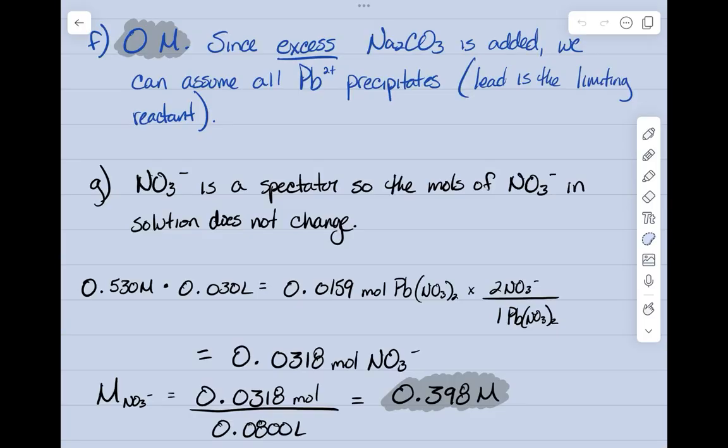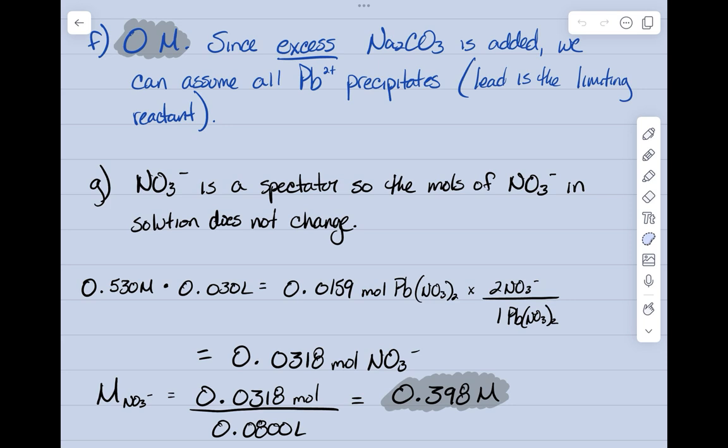All right, question F, the classic. What is the concentration of lead ions in solution after the second precipitate is formed, right? So after we add that lead carbonate. It is 0 molar. We don't have to do any math, right? We know that since we're adding excess sodium carbonate, we're assuming all that lead precipitates, right? Lead's the limiting reactant, so 0 molar.